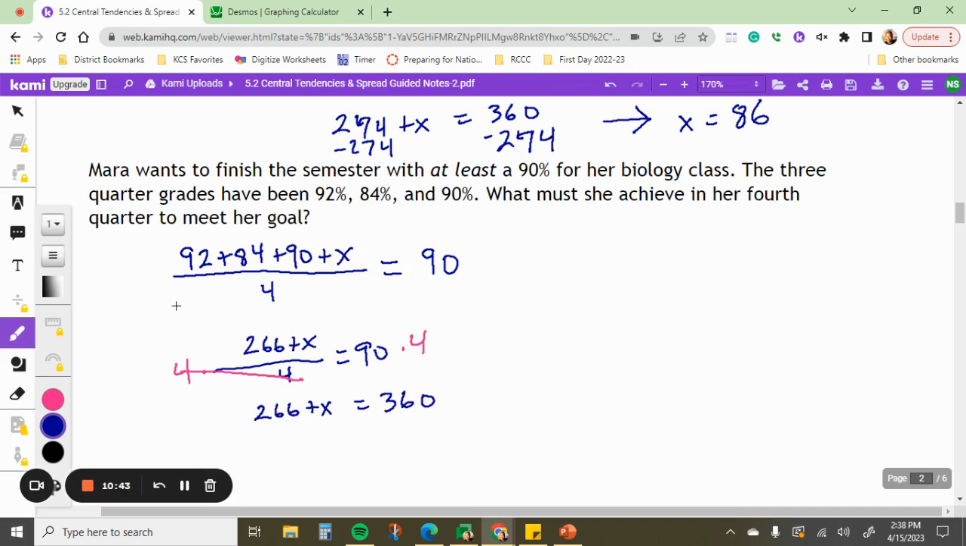Okay, and to get X by itself, my last step is I want to subtract 266 from both sides of the problem. These get rid of each other. I bring down my X, bring down the equal sign, and 360 minus 266 gives us 94. So Mara must earn at least a 94 to have a 90% average for that class.